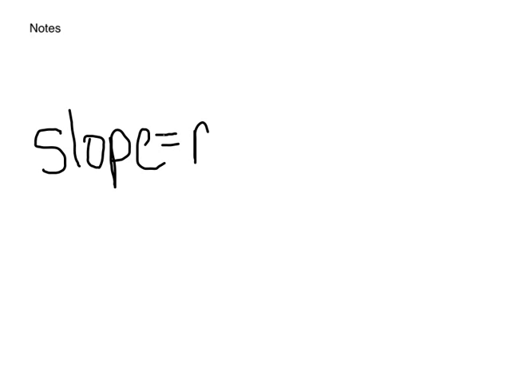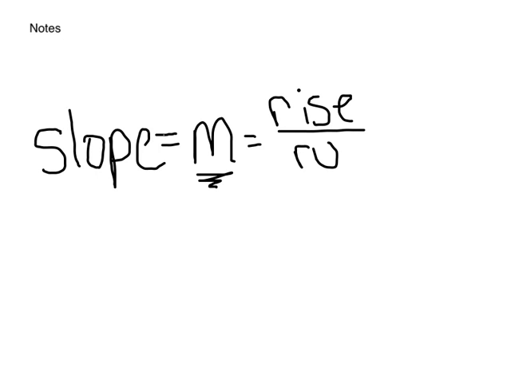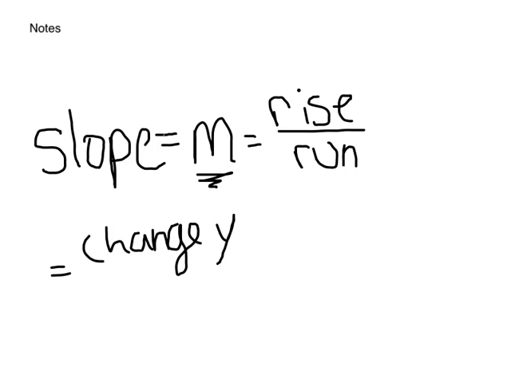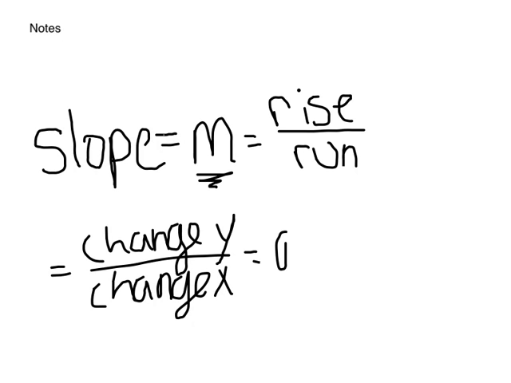In the notes section of your page, let's write down that slope is the same thing as m. Now that we know the equation of a line, we need to be identifying slope by the letter m. It's also the same as our rise over our run, or our change in y over our change in x, which we can also call our rate of change.